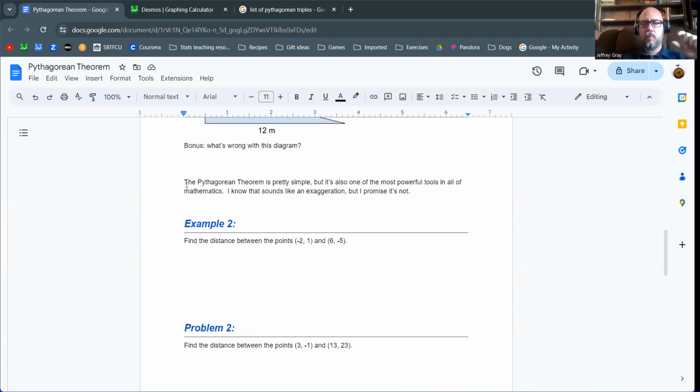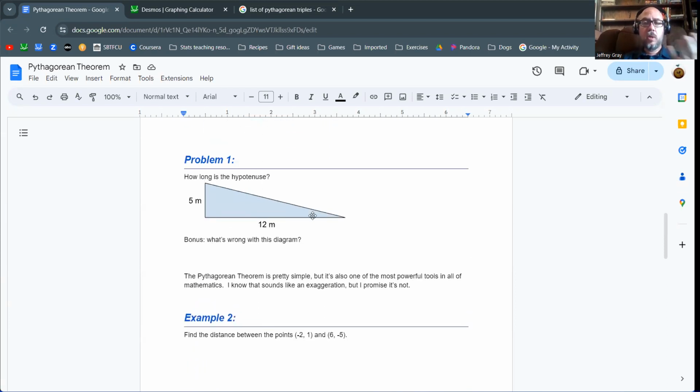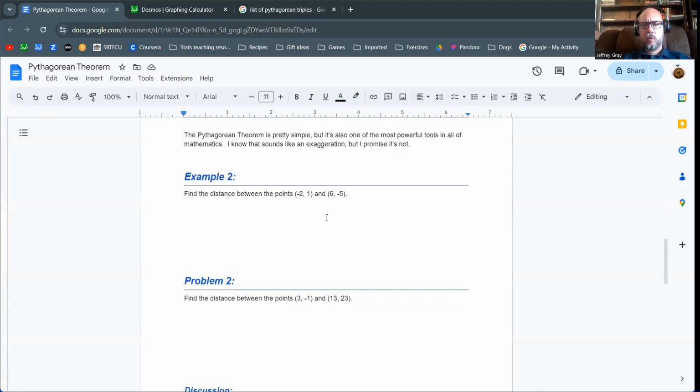So the Pythagorean theorem is super, super simple. It's literally just that equation in right triangles, and it seems like it tells you only a little bit of information. It turns out that the Pythagorean theorem is unbelievably powerful. It's used in so many areas. I know that sounds like an exaggeration, but it's not. Anything having to do with distance, Pythagorean theorem is incredibly useful. I could go on and on about the various uses, but I just want to show a couple. So here is the first one.